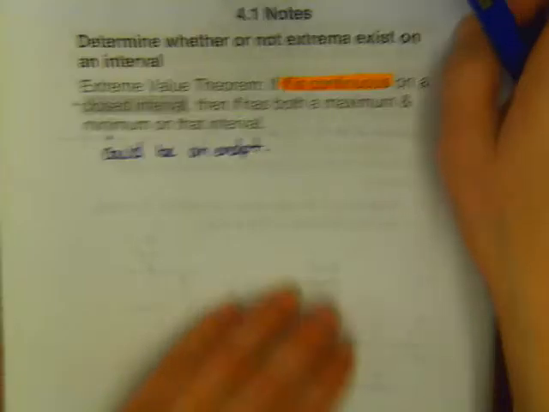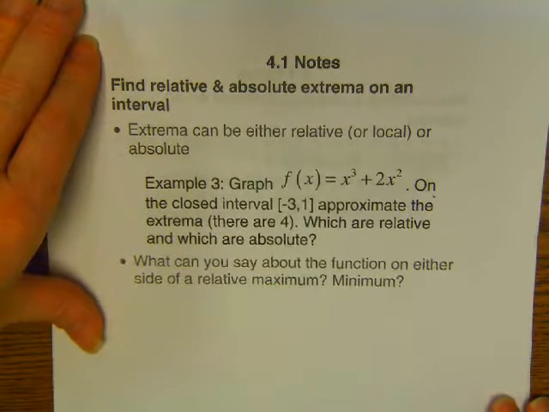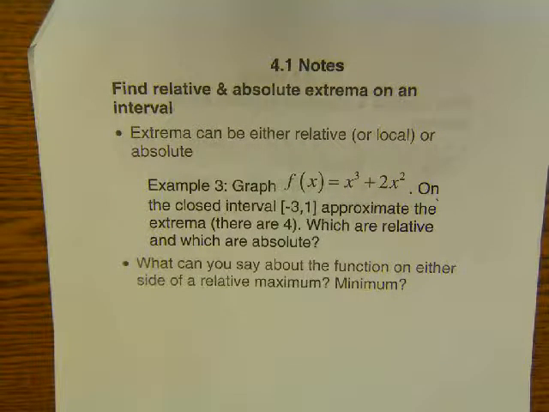So, extrema can either be relative or local or absolute, and really, I'm concerned about the absolute, the lowest point. So, if you would graph f of x equals x cubed plus 2x on the closed interval negative 3, 1, approximate the extrema. So let's take a look at that a minute if I can find my graphing calculator.